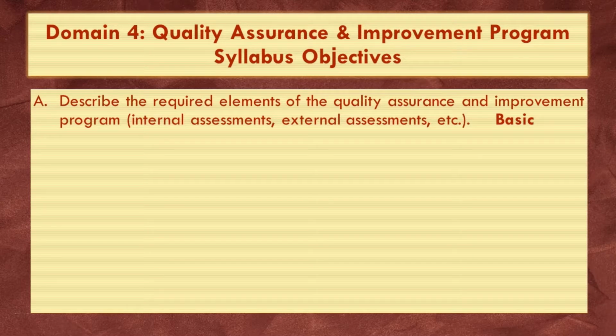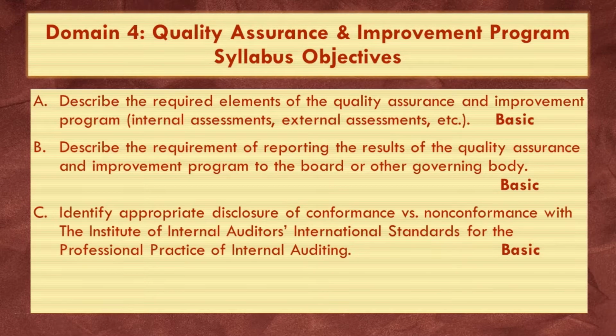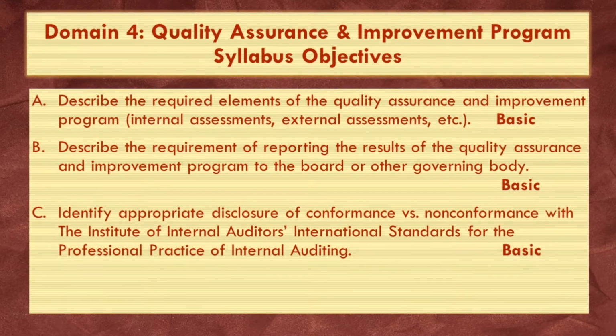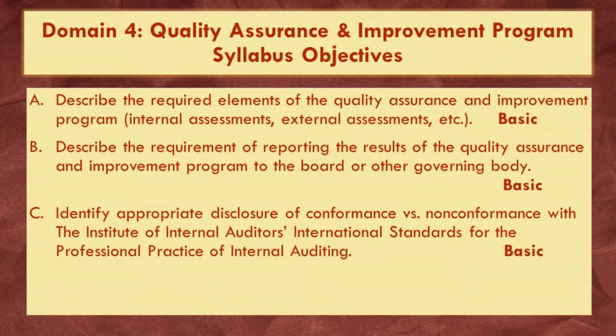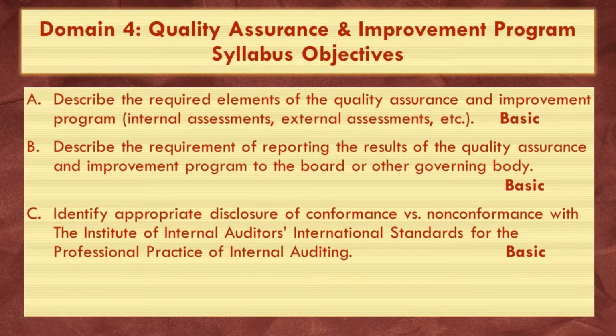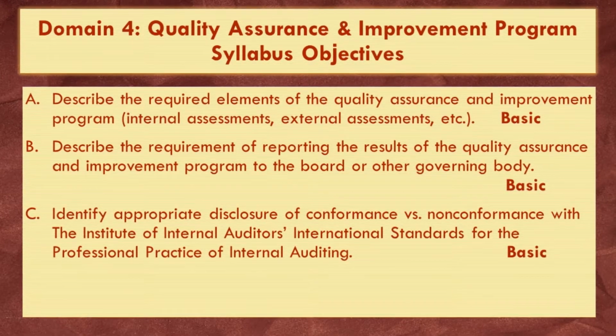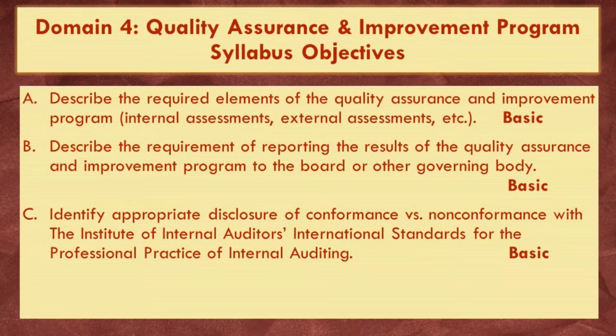A. Describe the required elements of the quality assurance and improvement program. B. Describe the requirement of reporting the results of the quality assurance and improvement program to the board or governing body. C. Identify appropriate disclosure of conformance versus nonconformance with the Institute of Internal Auditors International Standards for the Professional Practice of Internal Auditing. And all of these are expected to be known at a basic level. So that means at a general high-level knowledge level.